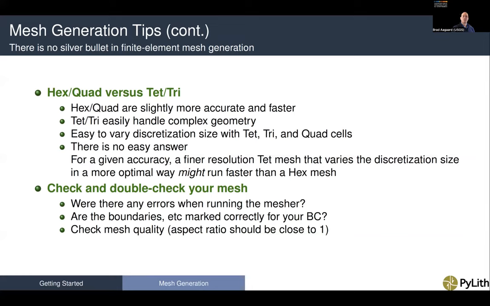Gmsh, once it generally finds an error, it stops and aborts and tells you what the error is. You need to make sure that your boundaries are marked correctly for your boundary conditions. Both tools allow you to visualize how things are marked on your boundary. And as I've said several times before, check your mesh quality. The aspect ratio should be close to one. By close, most metrics go from one to infinity, and you want those values generally, aspect ratio generally, less than two, ideally less than about 1.3 or 1.4.